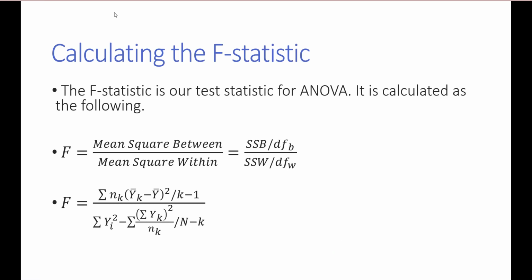From this, we can then calculate the F statistic. And this F statistic is our test statistic for ANOVA. It is what we're going to use to decide if we have statistical significance or not. And we calculate the F statistic by looking at the mean square between divided by the mean square within. And that is again calculated by taking our between sum of squares, as shown here, divided by our degrees of freedom for the between sum of squares, divided by the within sum of squares divided by the degrees of freedom within. Again, it'll end up looking something like this if you were to combine all the formulas we've gone over so far.